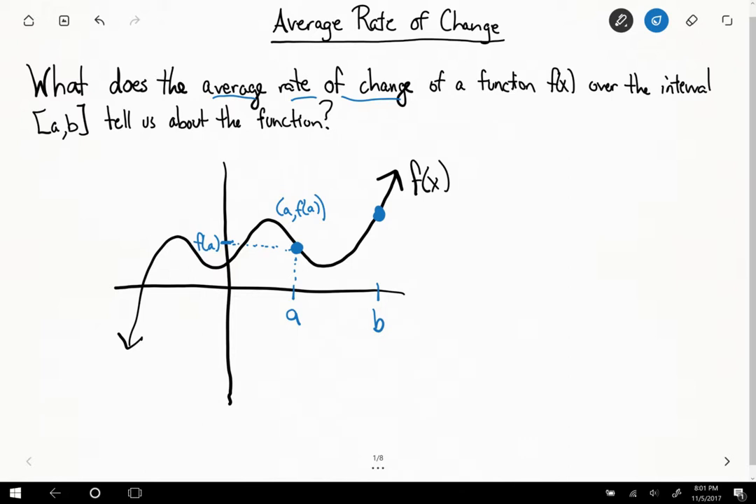In a similar manner, we can take b, and we know that we're plugging it into the function, and we should get some corresponding y value. Excuse that a, f of a right there, but you get f of b for the corresponding y value of that. So this is b, f of b. And so what average rate of change is actually asking us to do is just find the slope of a line.